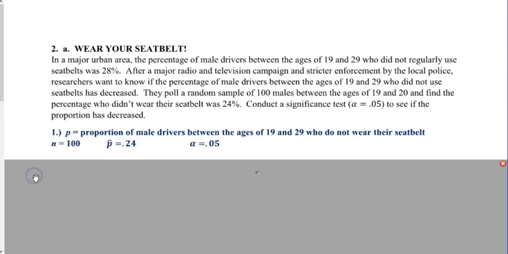So step 1, P is the proportion of male drivers between 19 and 29 who don't wear their seatbelt. Comes right out of here. Okay? You just take it right out of there and say proportion of. That's it. N is 100. Okay? P hat, 0.24. And then our alpha was given to us.